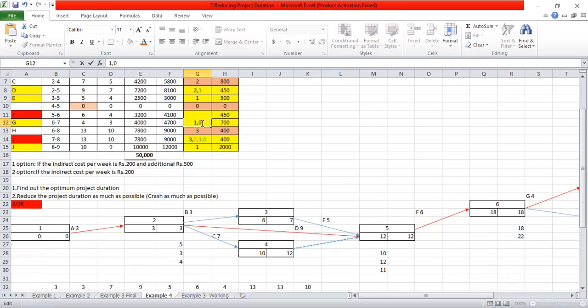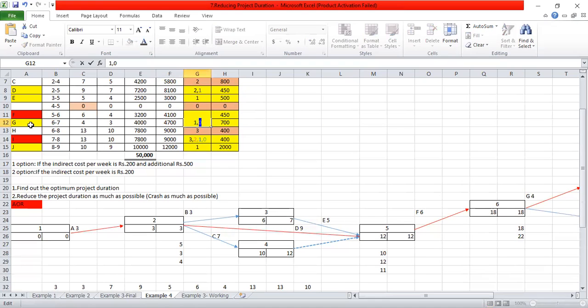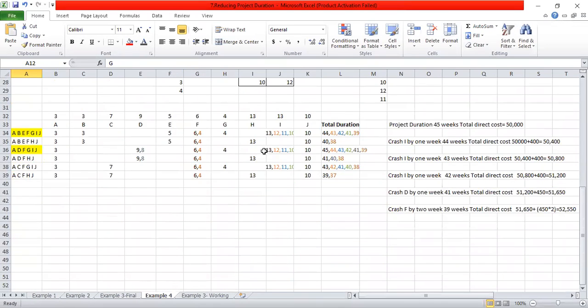When we crash G by 1 day, the G activity also cannot be crashed further, right? So G activity also you have to cross, right? So crash G by 1 week.